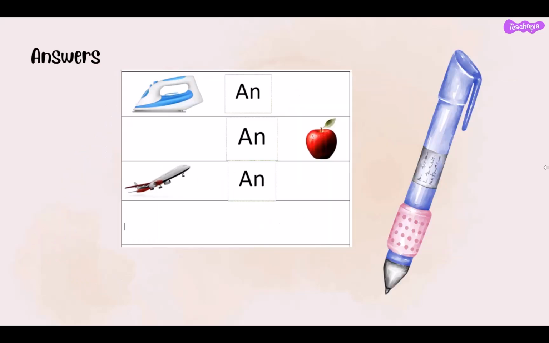Here are a few answers for the exercise that follows. The exercise involves that you cut out the article and place it before the object appropriately. So here it is an iron box, an apple, an airplane.